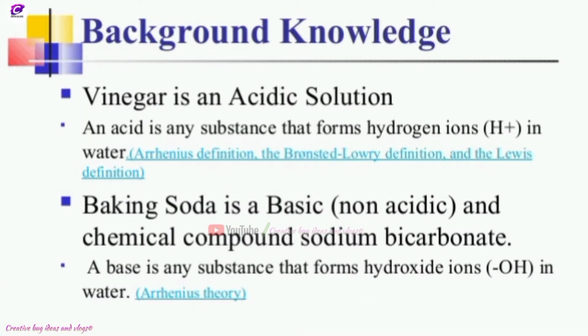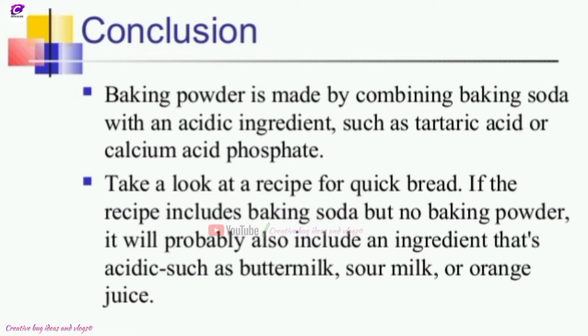Vinegar is an acidic solution. An acid is any substance that forms hydrogen ions in water. Baking soda is a basic, non-acidic chemical compound, sodium bicarbonate. Conclusion. Baking powder is made by combining baking soda with an acidic ingredient, such as tartaric acid or calcium acid.